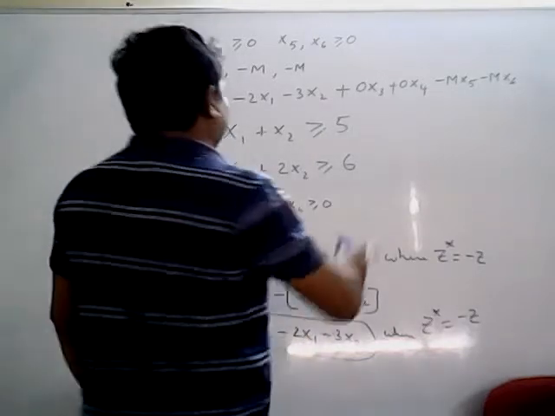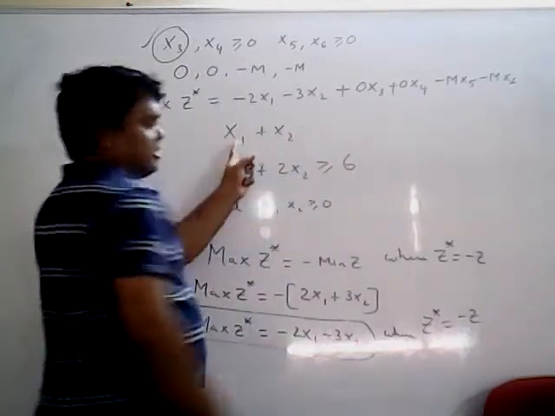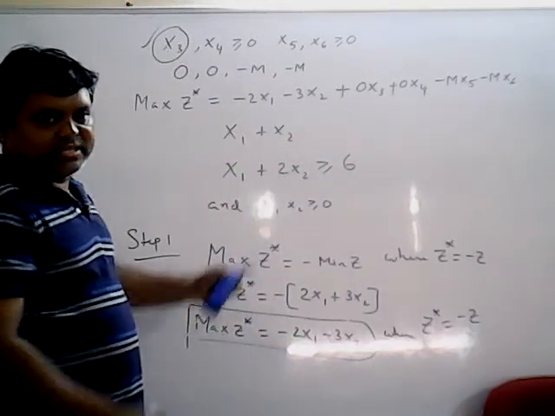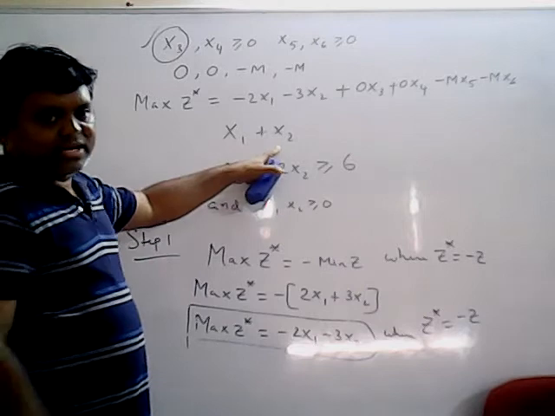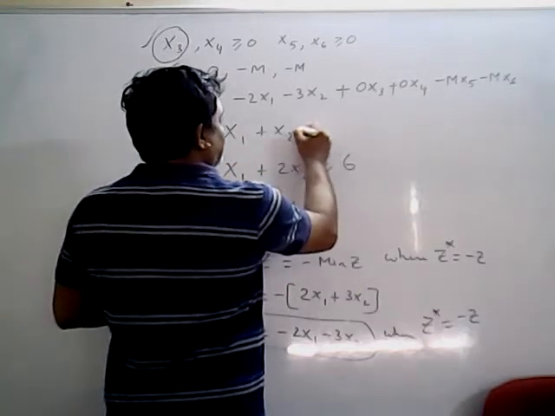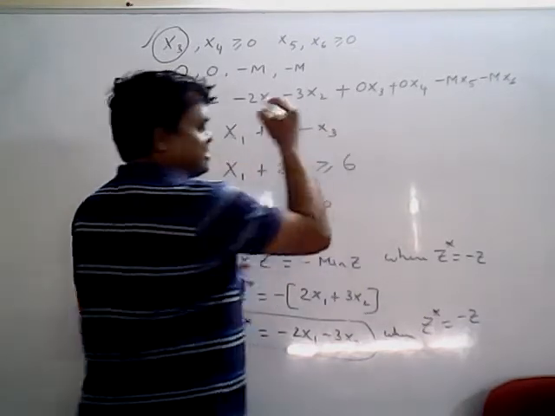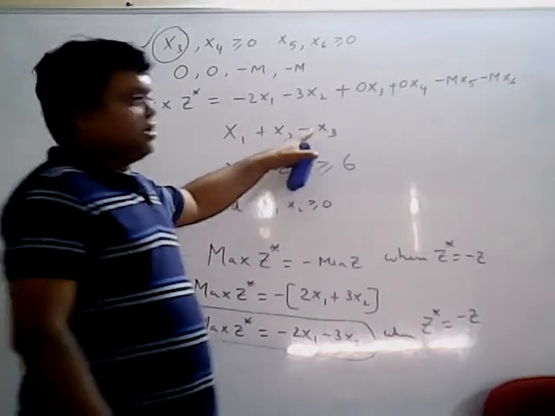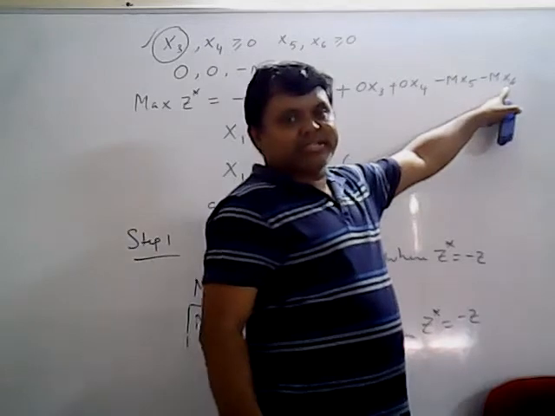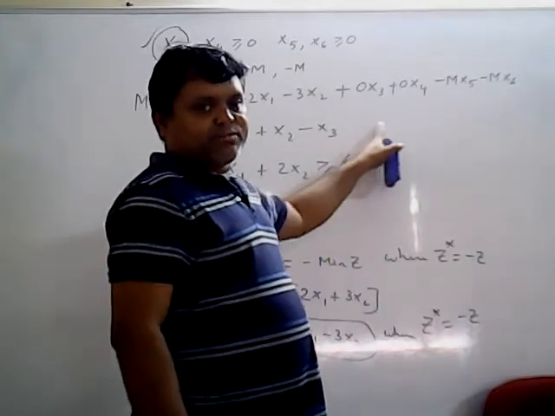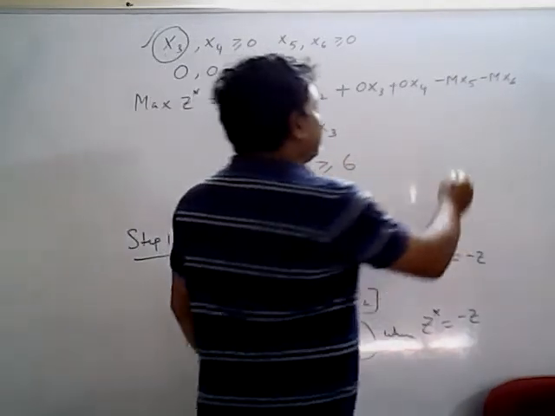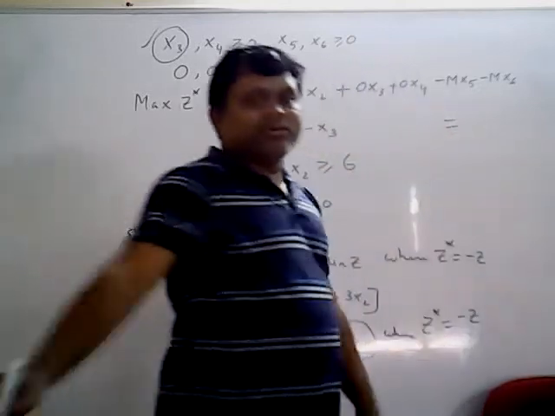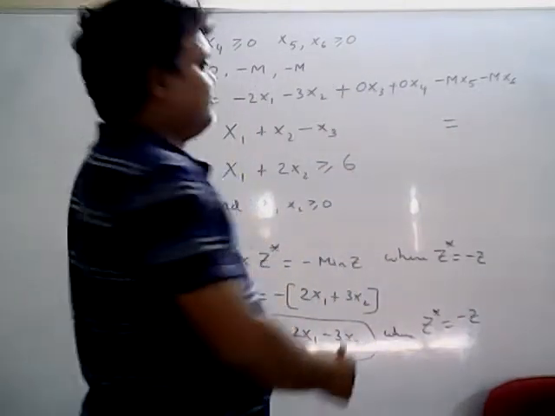Subtracted. So write the next line: x1 plus x2 greater than or equal to means a surplus variable is used, and it is subtracted, so minus x3. How many variables are there in the problem? Six variables. Leave some space for x4, x5, x6. Equal to 5. The value is 5.